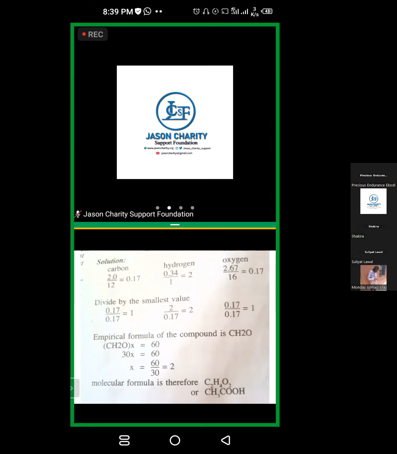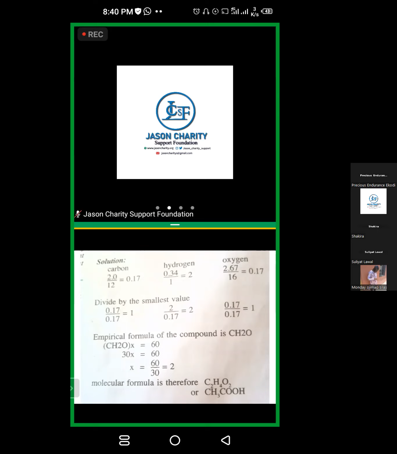Now, we talked about molecular formula. How do you get the molecular formula? For you to get the molecular formula of this compound, you get the molar mass of the compound, whatever you are given, and then you divide this number. Here we are given that the number is actually 30.